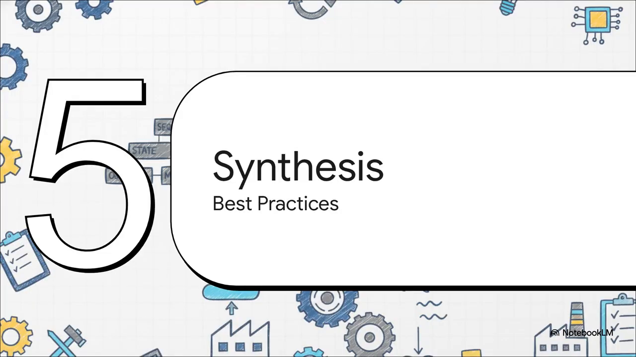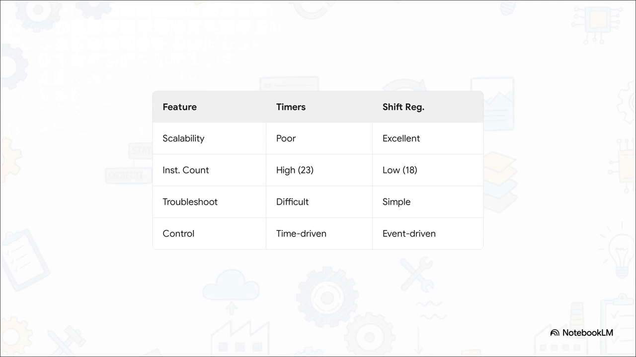Finally, Section 5, Synthesis and Best Practices. Look, as engineering students, you aren't just learning how to write lines of code, you are learning how to make high-level architectural decisions. You really have to know why you're choosing one method over another out in the field. So let's compare those brute force cascaded timers directly to the elegant shift registers.